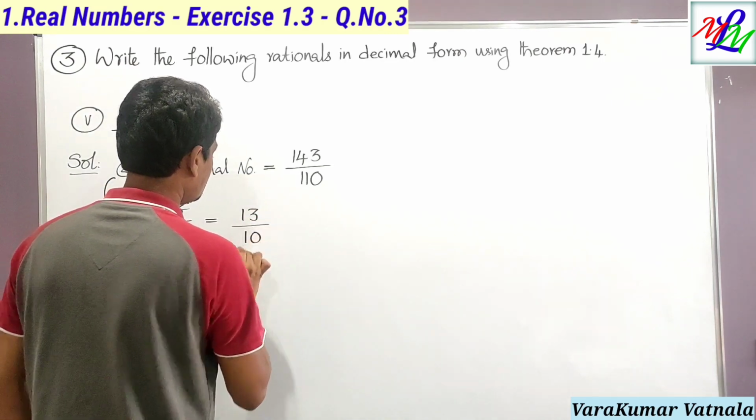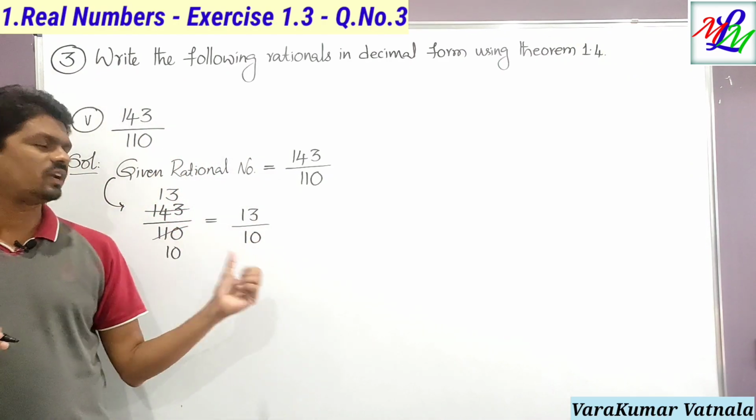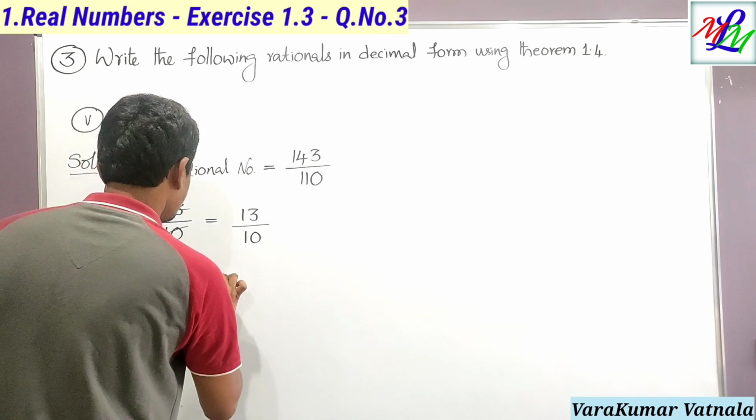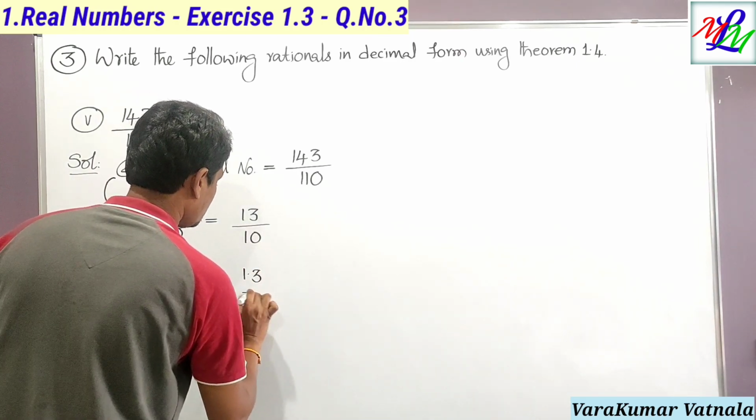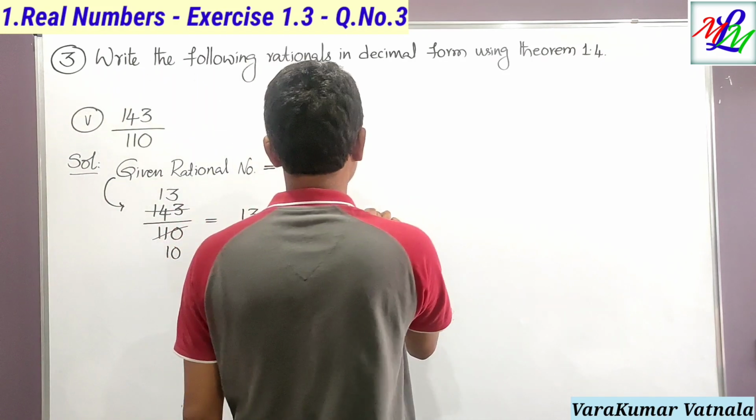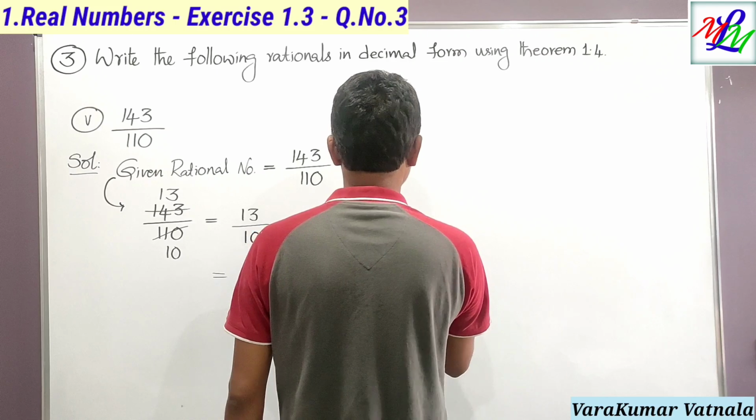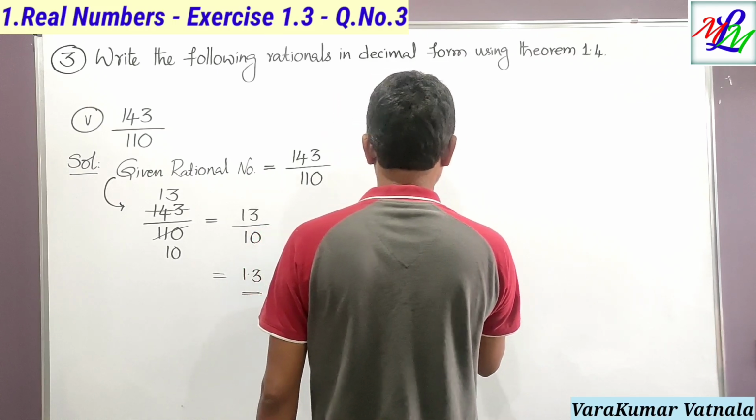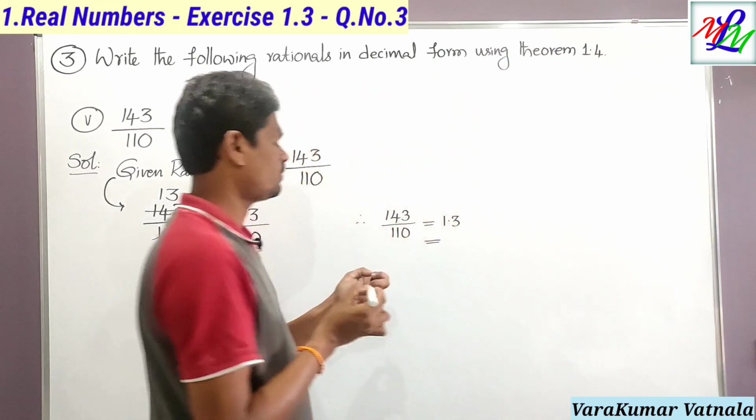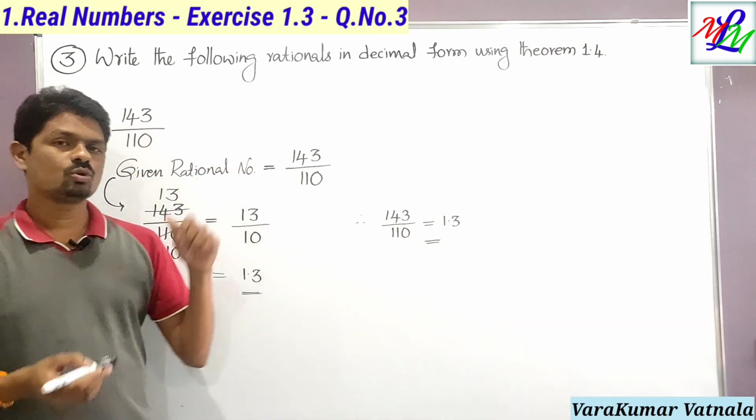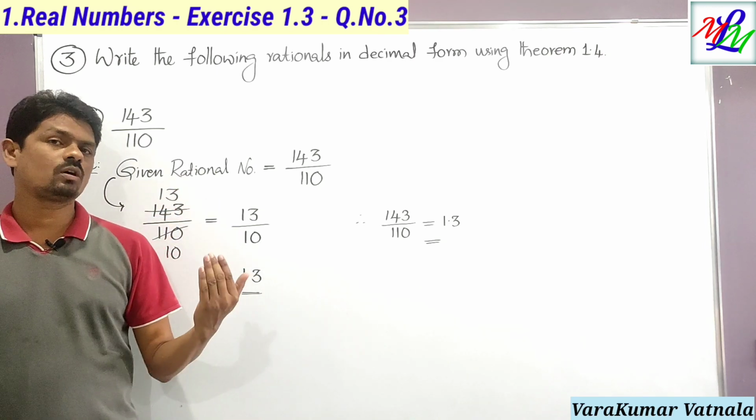So student, it is very easy. Now the denominator is a multiple of 10. It is very easy to write the decimal form. 13 divided by 10 is 1.3. Very easy, student. Therefore we can write 143 divided by 110 is equal to 1.3. So this is the decimal form of the given rational number. So student, this is the fifth bit in the third problem. So all the 5 bits we have completed.